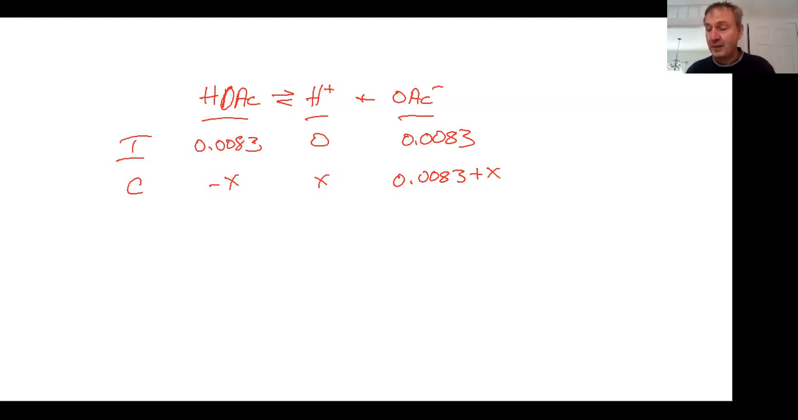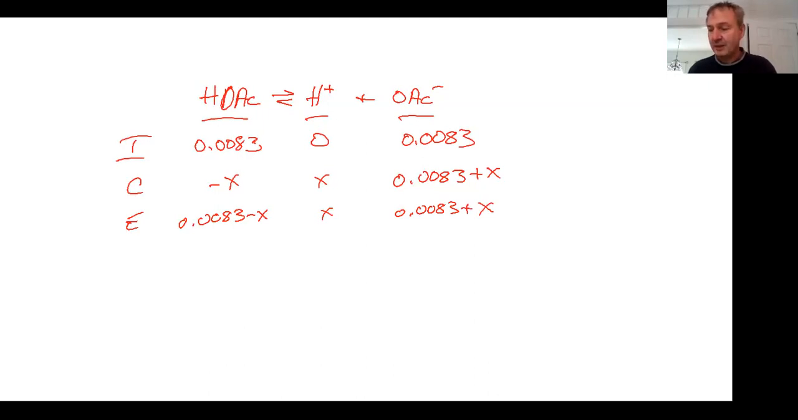So with that at equilibrium, ice equation, 0.0083 minus x, 0.0083 plus x. Now, here's your problem. Or here's our solution, because we're going to have that quadratic equation. In both cases, 8.3 times 10 to the minus 3 is much bigger than the x in this equation.